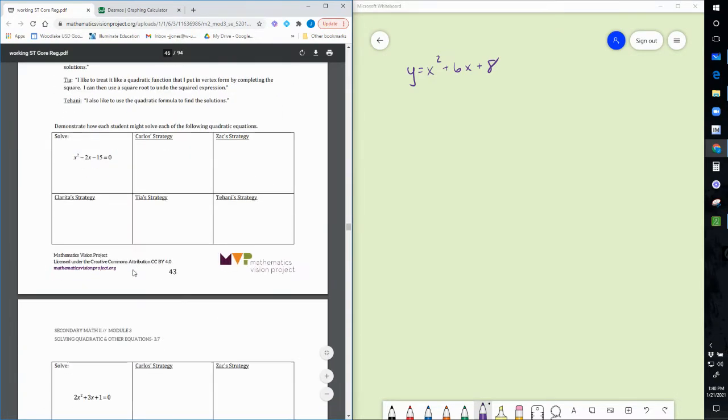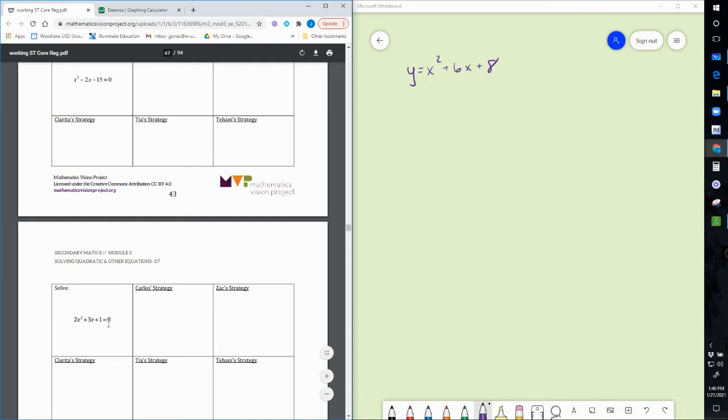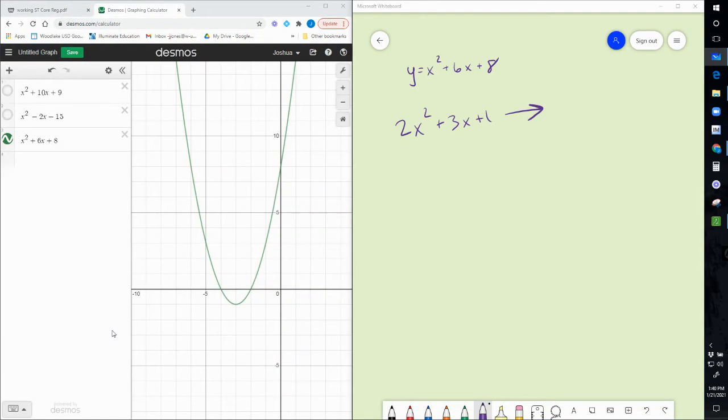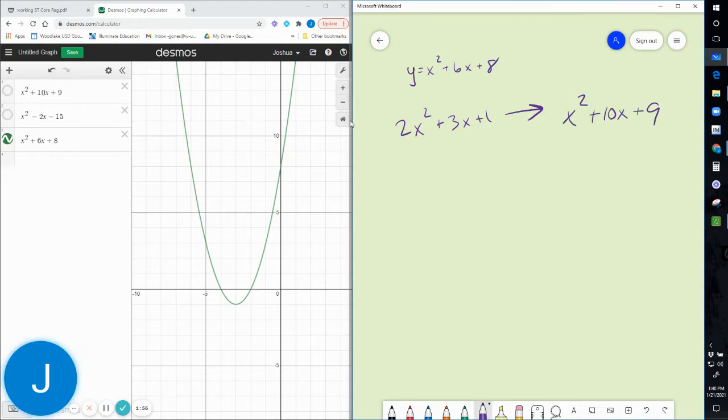Also, before I forget, this equation right here, the one that says 2x squared plus 3x plus 1, you're going to change that to, it looks like, x squared plus 10x plus 9. So change that equation. So cross this one off, and then you're going to do all the work on that one for the second one instead. The other 2 are okay. All right, so go ahead and do that.